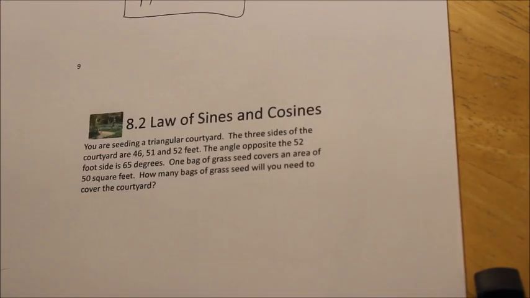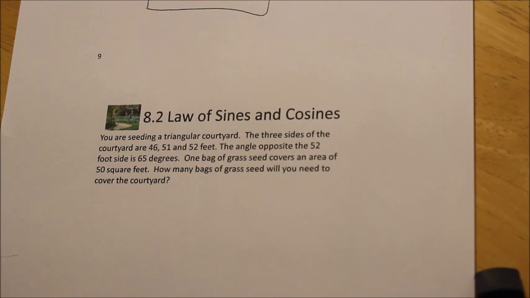Last but not least, I don't know about you, but I'm glad this is the last one. I am tired. You are seeding a triangular courtyard. The three sides of the courtyard are 46, 51, and 52. The angle opposite the 52-foot side is 65. One bag of grass seed covers an area of 50 square feet. How many bags of grass seed will you need to cover the courtyard?